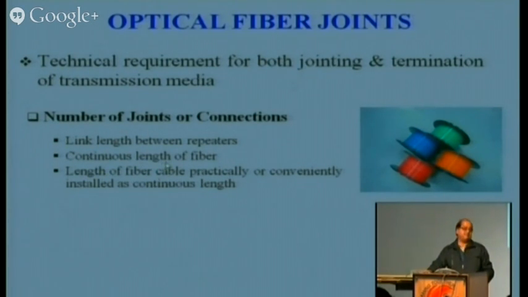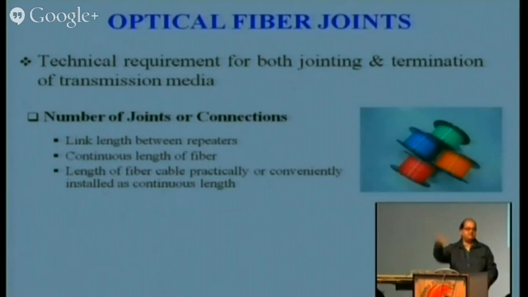Then the continuous length of the fiber: what is the length of fiber spool available? Maybe 4 kilometer, 5 kilometer, or 8 kilometer. You will not get any spool of fiber more than this length. Generally it is 4 to 5 kilometer because of all the transportation problems. Then the length of fiber cable practically or conveniently installed as a continuous length. It is not possible to lay the fiber in a single stretch of 100 kilometer. Even if fiber is available, we have to intentionally break it, because there are practical limitations.